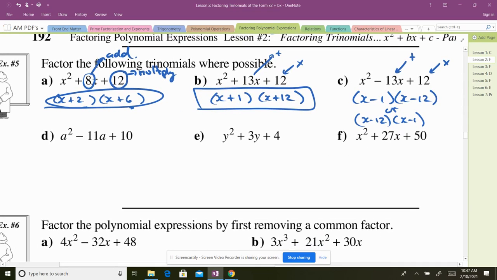What about D? Multiplies to 10, adds to negative 11. Negative 1, negative 10. And instead of putting x's, we have to put a's now, just to be consistent with what they have here. So a minus 1, a minus 10.